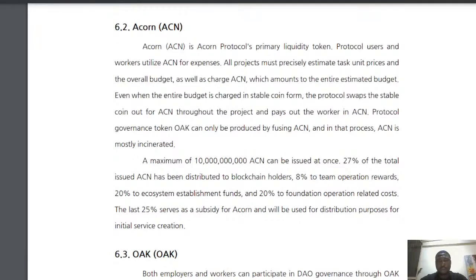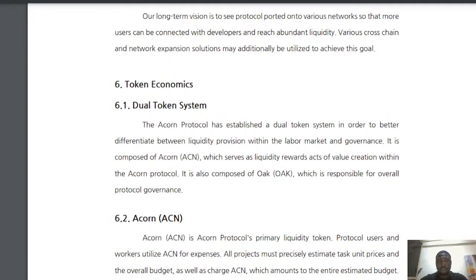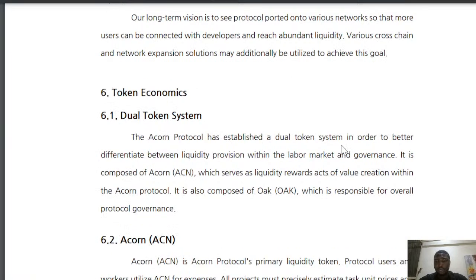So now let's move down to the tokenomics. I'm trying to get the tokenomics of this project. Now you can see currently the tokenomics of this project. You can see what the tokenomics is currently saying when looking at this project here.